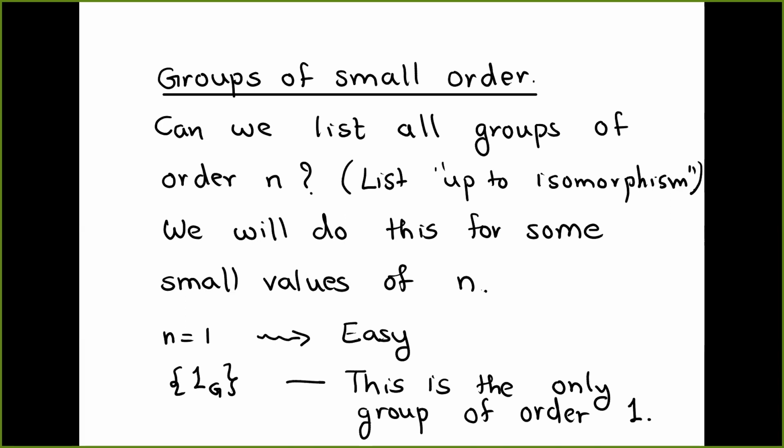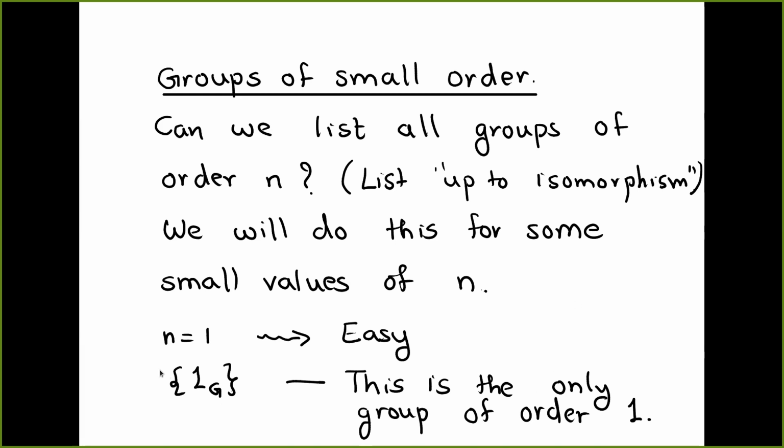So let's start with n equal to 1. This is very easy. There's only one group. One thing I should say: when I say list all groups, I mean list them up to isomorphism. We have seen that there are groups which may look different, but they're really the same. So I don't want to put them all in the list. If two groups are isomorphic, I will treat them as being the same, and I will only add one of them to the list. So when I say that I want to list all groups, I mean come up with a list such that any group of size n is isomorphic to one of the groups in the list. Okay, so that is what I want to do.